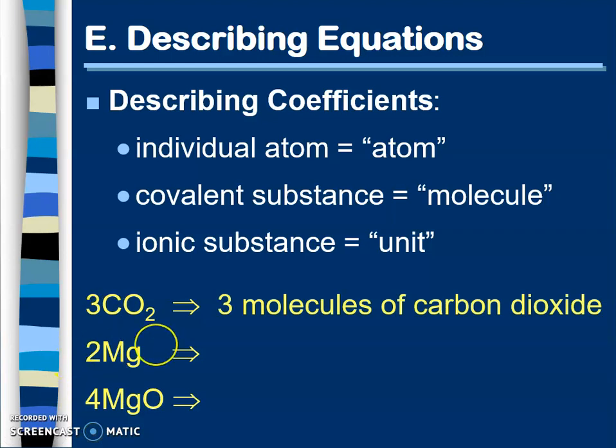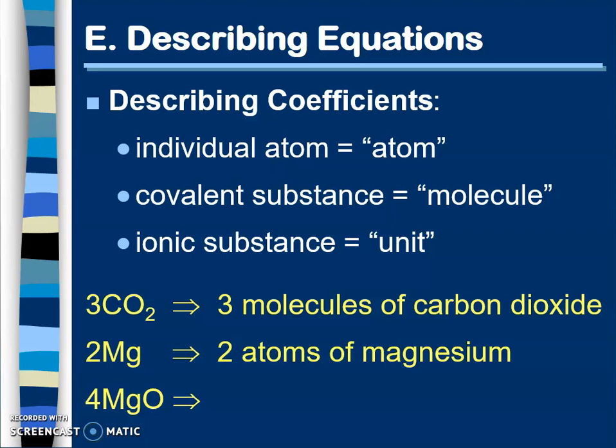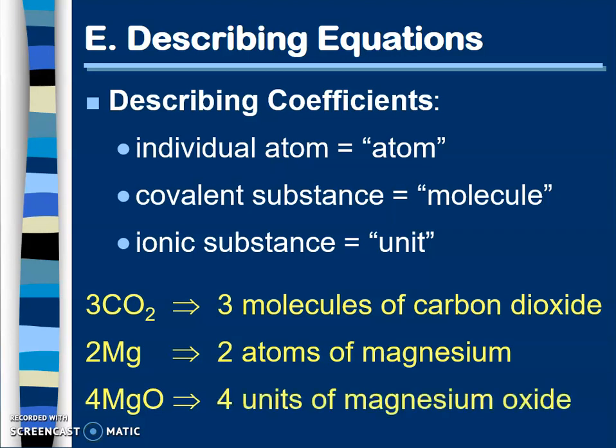Okay, Mg, that's an element by itself, nothing else. So we're going to say 2 atoms of magnesium. MgO, Mg, that's a metal. O is a nonmetal. Got to use our ionic naming rules. So that's going to be 4 units of magnesium oxide. Magnesium is not a transition metal, so I don't need a Roman numeral there. Okay, so be careful. These 3 words are really important, so make sure that you are using the correct term with the correct coefficient. Okay, so atoms, molecules, and units.